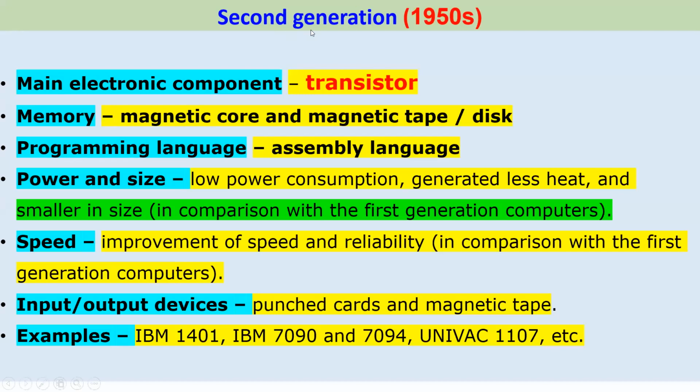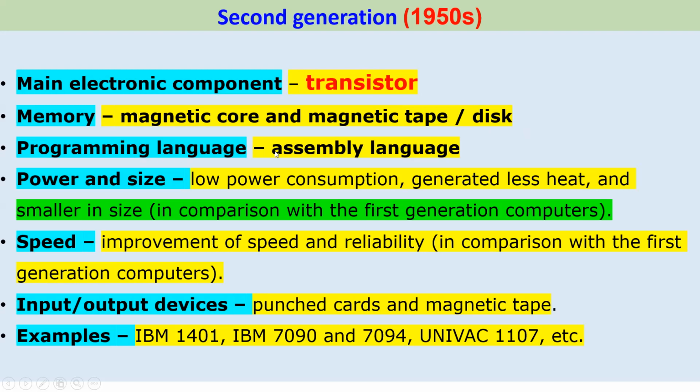Then we'll see the second generation, starting 1950. Here the main electronic component, or main technology, is transistors. The earlier generation used vacuum tubes. Right. If you consider the memory, they use magnetic tape or magnetic disk. The magnetic disk concept first came in that generation, the second generation. Earlier in the second generation they used magnetic tape. Then later it changed to the magnetic disk.